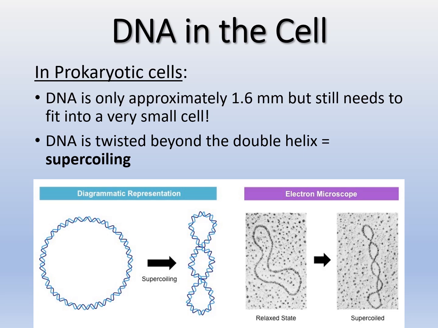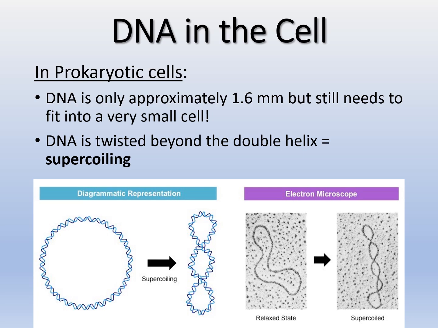So what about prokaryotic cells? Even though their DNA is quite a lot shorter, it's only 1.6 millimeters long, it still needs to fit into a very, very small cell, right? Prokaryotic cells are often quite a lot smaller than eukaryotic cells. And so they have a circular structure of DNA. It's still a double helix structure. And what happens is that ring essentially supercoils.